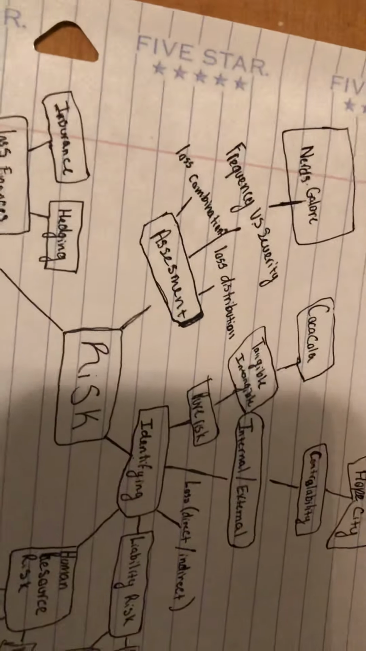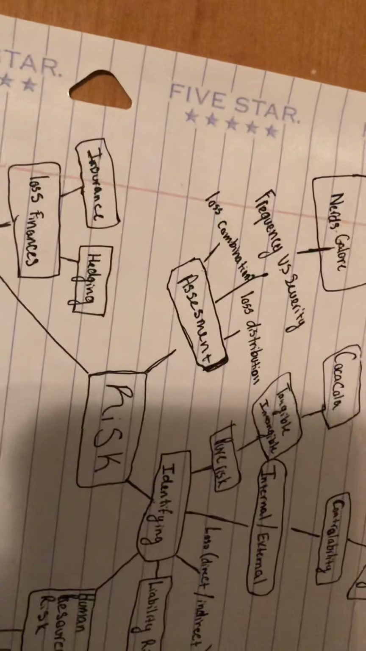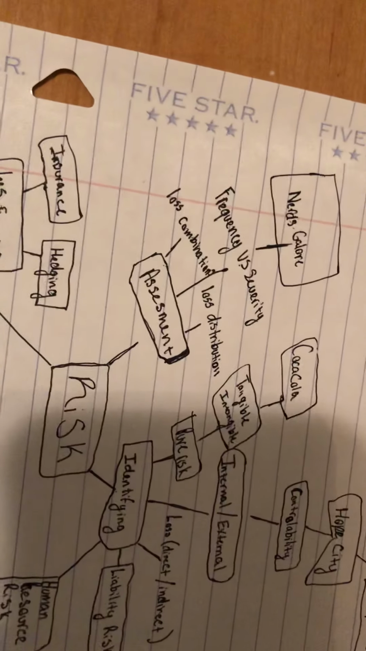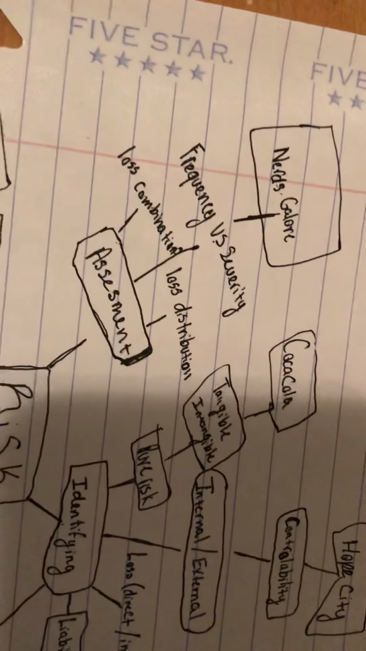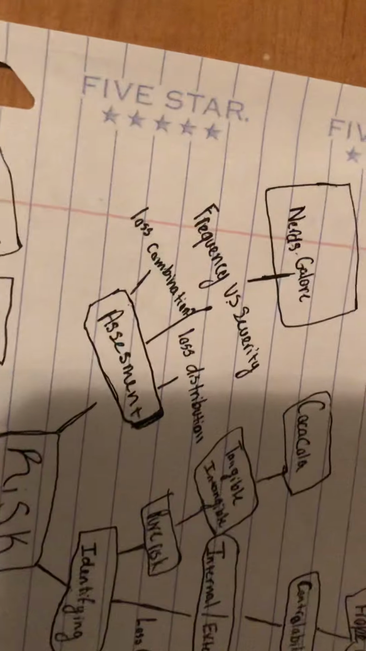I think I didn't talk about assessment. So after you identify risk, you have to think about risk assessment. You have to assess the risk and figure out its frequency/severity or impact. So when you think about risk, you want to talk about how likely it is to happen and how severe of an impact it can have.